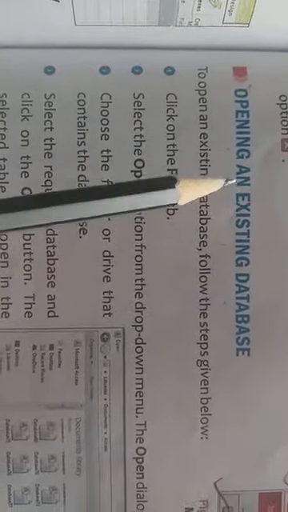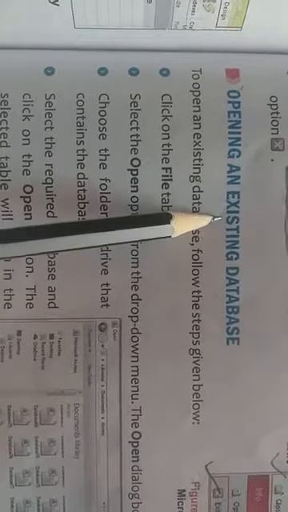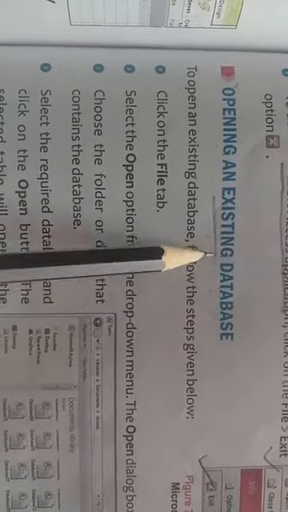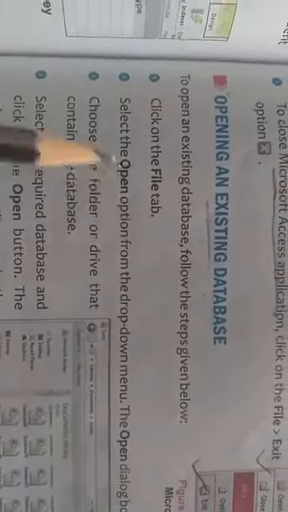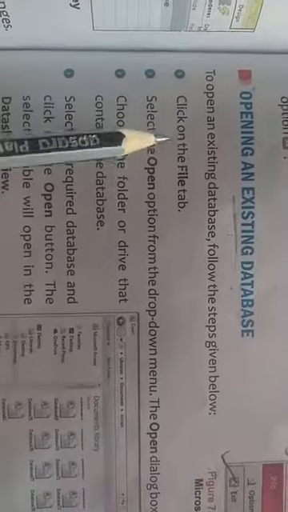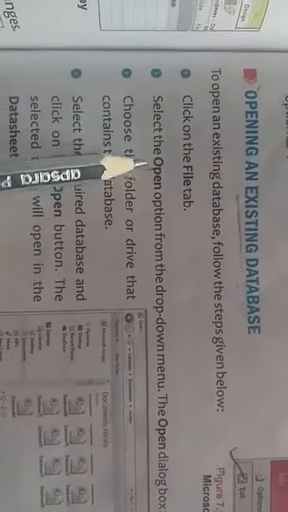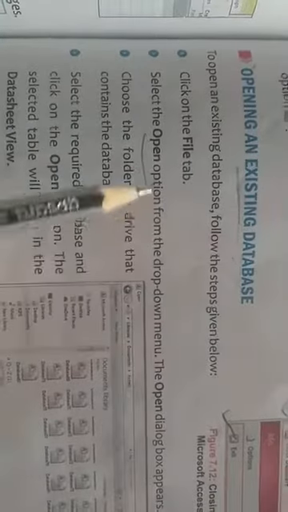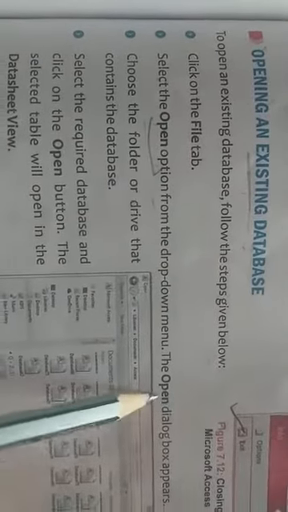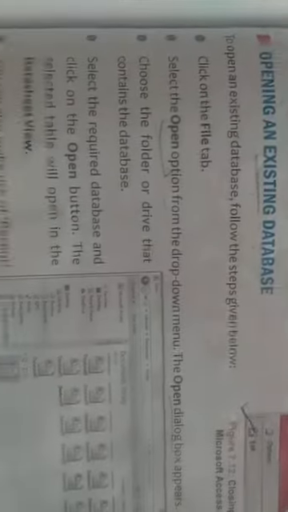After that, at last we have opening an existing database. Means now we have to open an existing database. Existing database means the database that we have already created. So how can we open? Click on the file tab. After that there is the open option. Whenever you click on the open option, there is an open dialog box. So choose the folder or drive that contains the database.